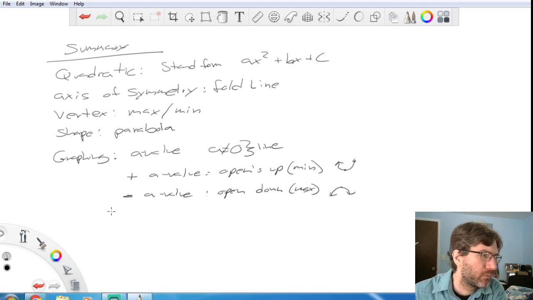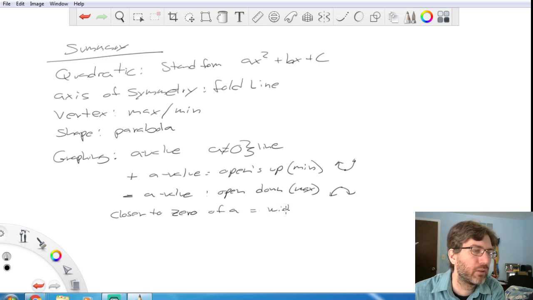And I guess we could say the closer to 0 of a means the wider the curve's going to be. So if you have something like negative 1/2 x squared, your curve's going to be fairly wide. Whereas if you have something like 2x squared, your curve's going to be fairly narrow.